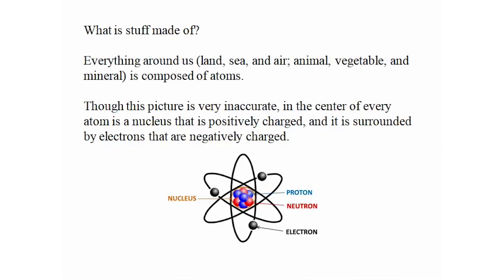Everything around us, whether it's the hardest rock or the air, is composed of atoms. Though the picture shown below is very inaccurate, and we'll get into that later, the center of every atom is a nucleus, and it is positively charged. It is surrounded by electrons, and they are negatively charged.